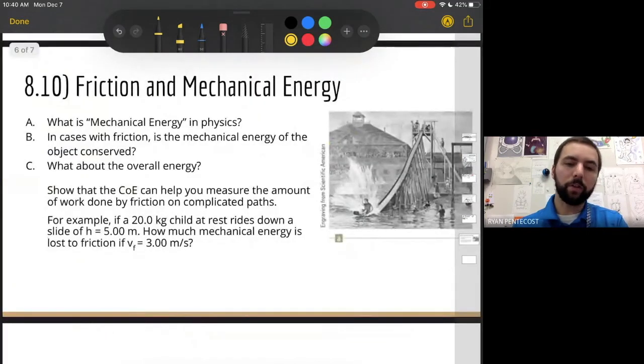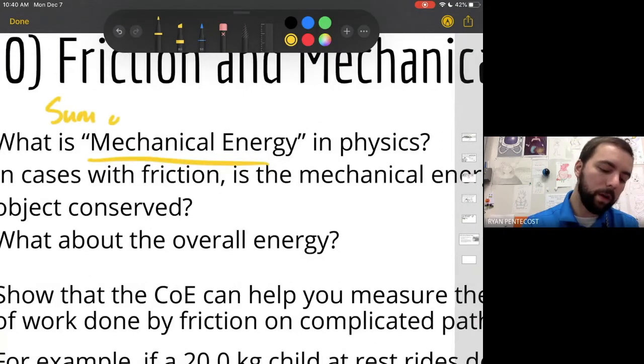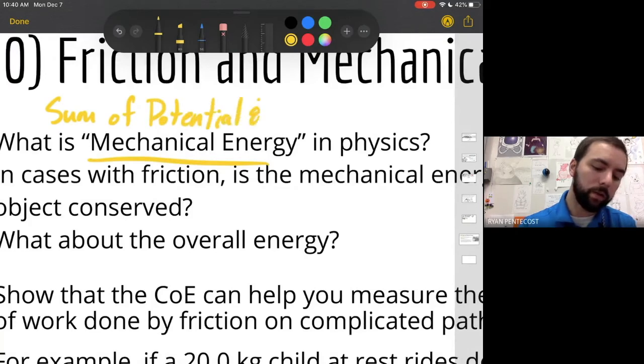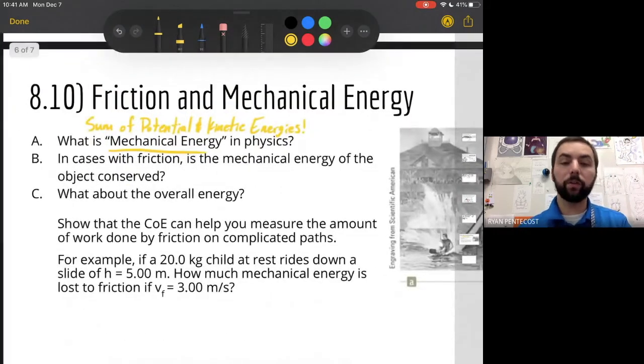Now let's talk about friction and mechanical energy. Okay. So friction and mechanical energy. First, what is mechanical energy in physics? Mechanical energy is the sum of all potential and kinetic energies. So if you have more than one potential, like potential gravity, potential in a spring, and then all of the kinetic energies of moving objects, all of that summed up is the mechanical energy of a system.